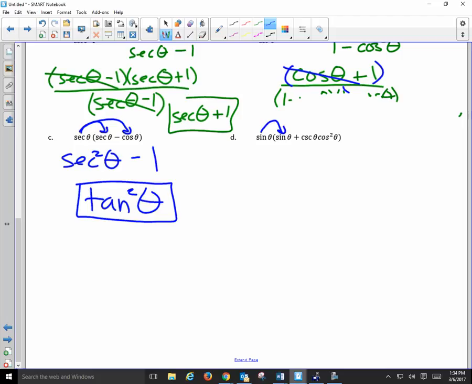Sine times sine, sine squared. And then sine times the quantity cosecant cosine squared. What's the relationship between sine and cosecant? So you get 1 times cosine squared, which is... if only we knew what sine squared plus cosine squared was.